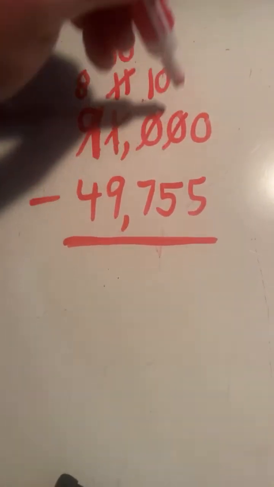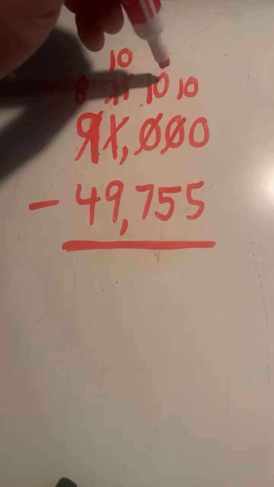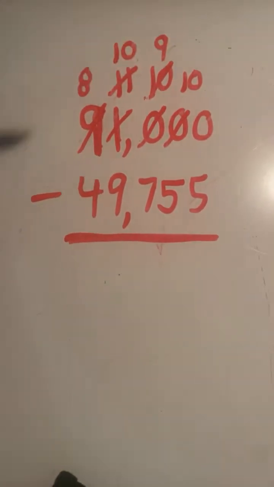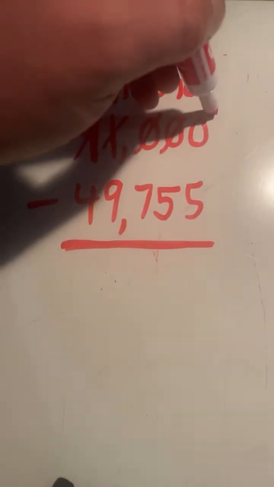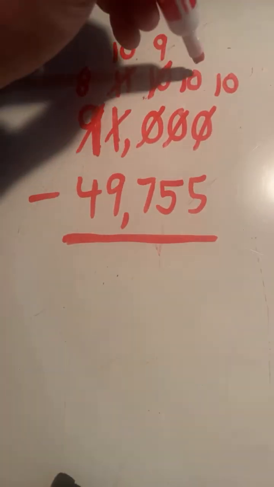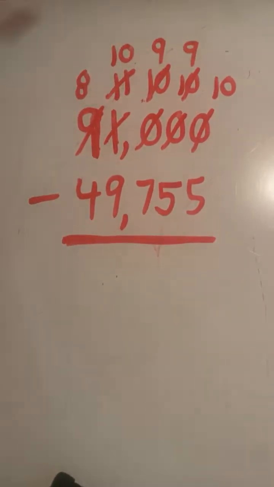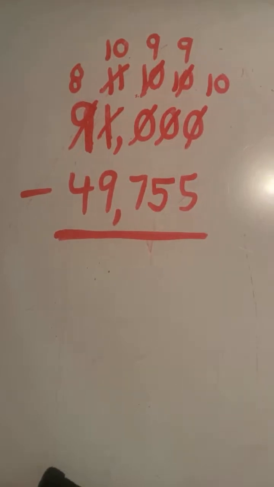The 0 in the tens place becomes a 10. The 10 in the hundreds place becomes a 9. Now the 0 in the ones place becomes a 10, and the 10 in the tens place also becomes a 9. And now we are ready to subtract.